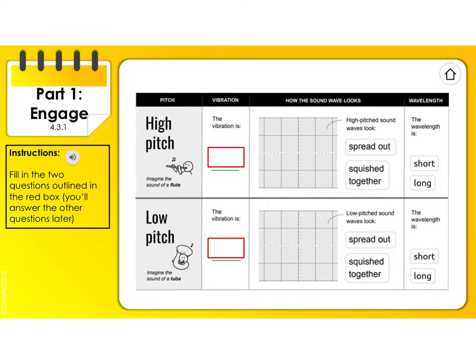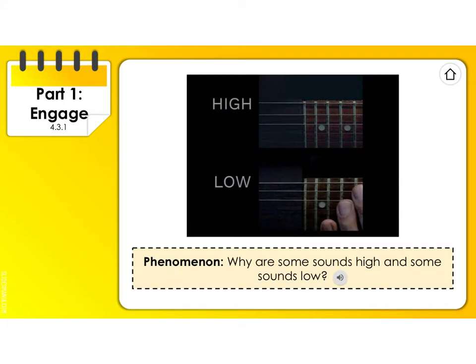You are going to answer the two questions here outlined in the red box. Remember that when you're answering a question, you need to switch out of present mode to answer the questions and use the text box, or also you can use the different tools.